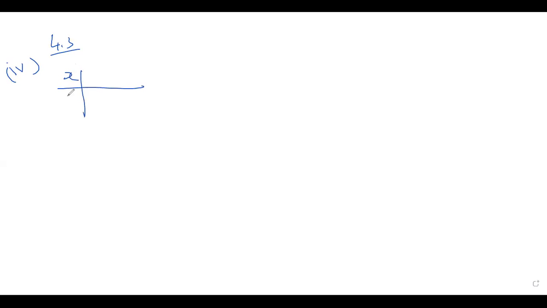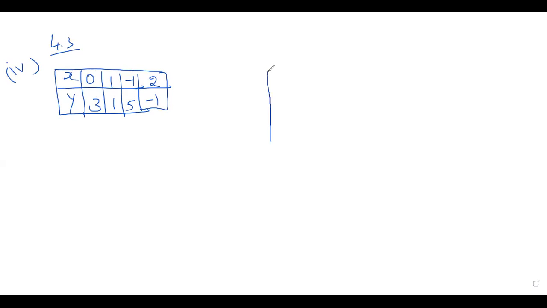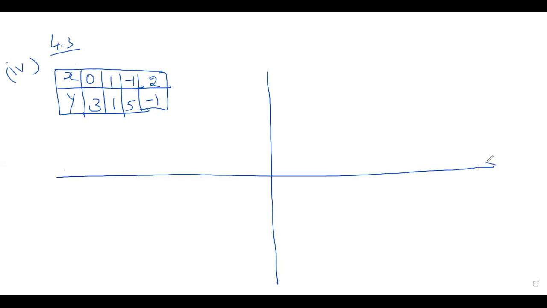x, y. 0, 3; 1, 1; -1, 5; 2, -1. Write x, x dash, y, y dash.